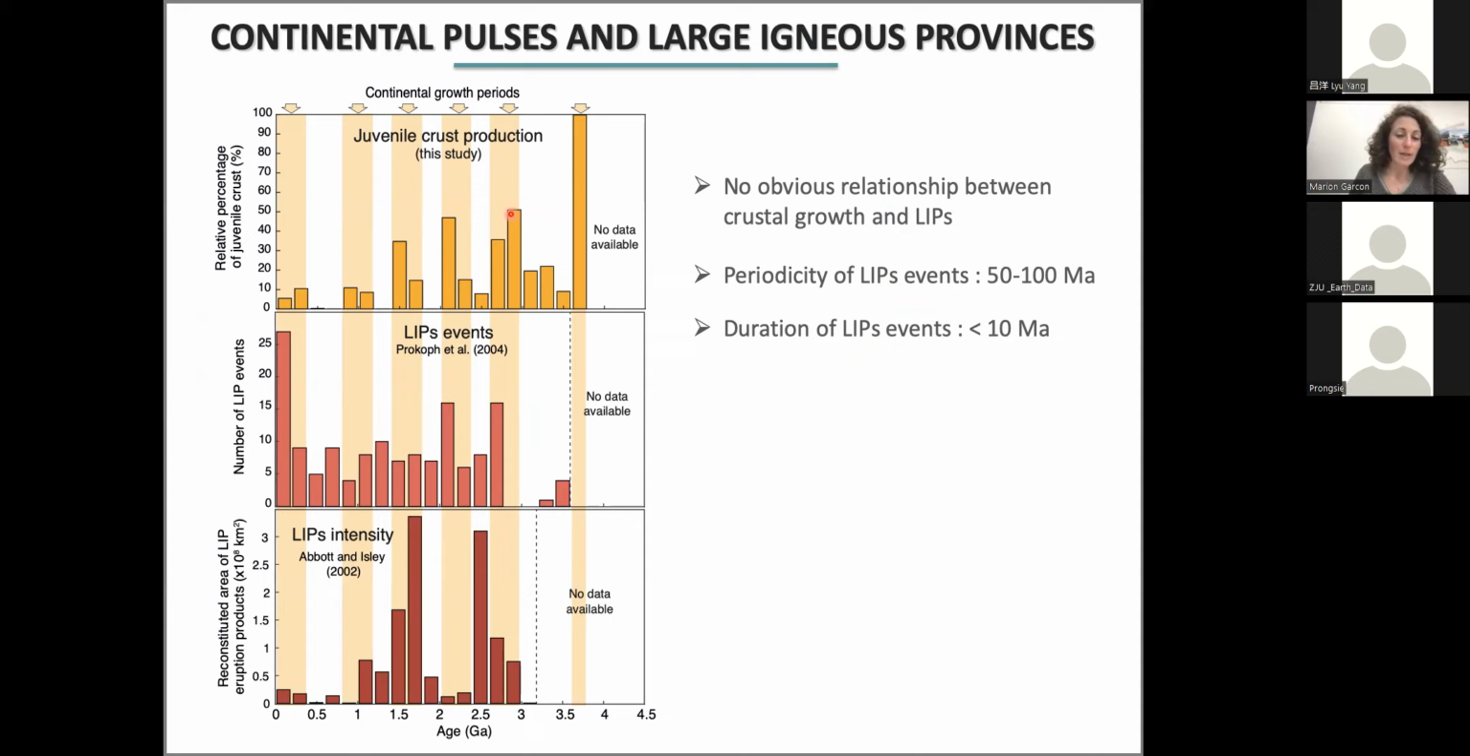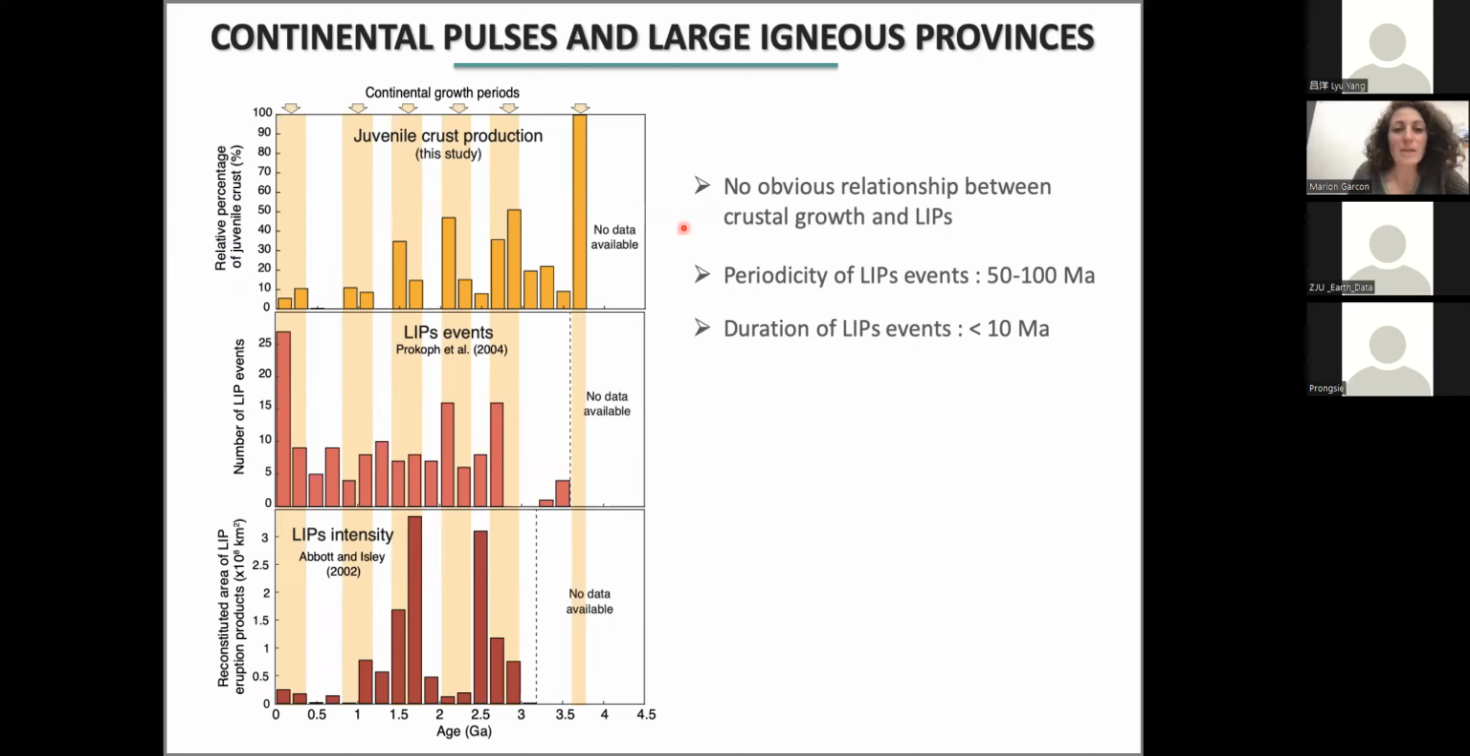So you have here the results of the study we have been looking at. And here you have the records of LIPs through time, the number of LIPs through time, and here the potential LIPs intensity, which is shown by the potential reconstituted area of LIPs produced through time. And you can see that there is no obvious correlation between these two LIPs records and the continental crust record. So it does not really point towards a cause and effect.